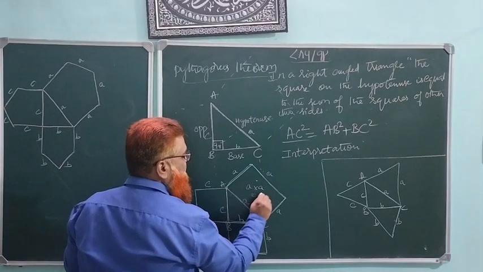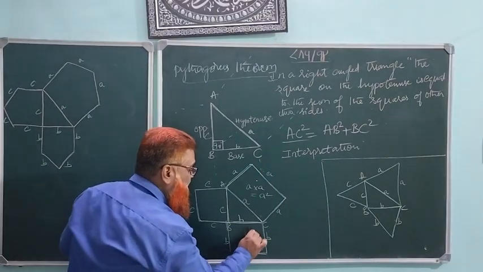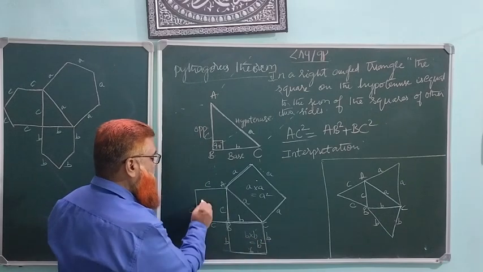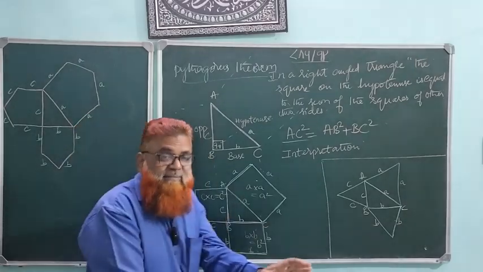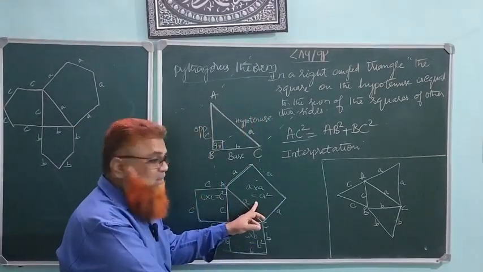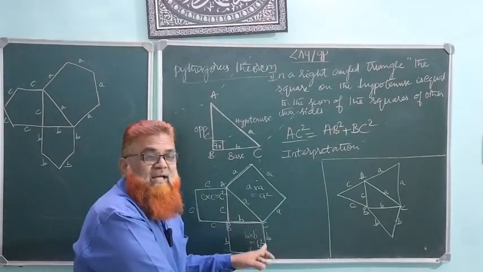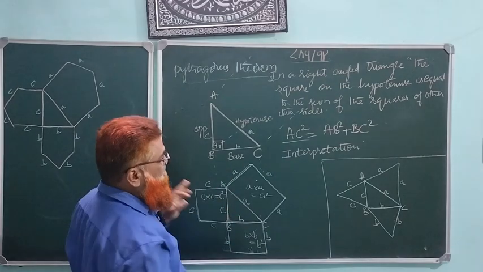A into A, which is equal to A square. What is its area? B into B, which is equal to B square. And what is its area? Which is C into C, equal to C square. What Pythagoras says is that the square on the hypotenuse is equal to the sum of the squares of the other two sides, isn't it? So see that one.